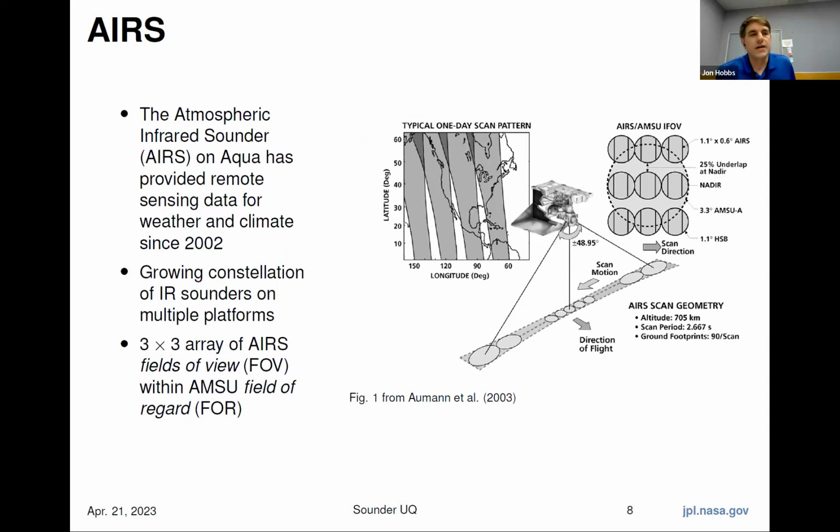So that's the overview. I think next we'll get into a little bit about AIRS. AIRS is the Atmospheric Infrared Sounder, an instrument on the Aqua satellite, and as I mentioned earlier, has been providing remote sensing data for weather and climate since 2002. AIRS was the first in what's now a growing constellation of infrared sounders. So there's a number of AIRS-like instruments in orbit on other platforms that are operated by various international and U.S. agencies.